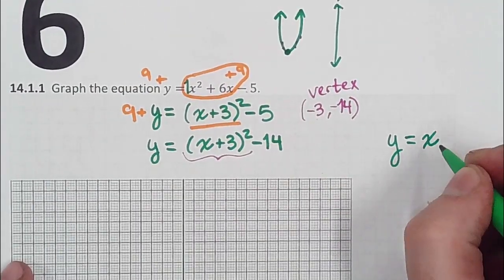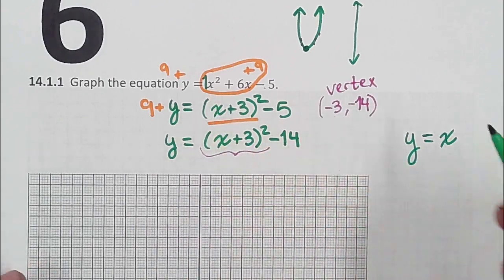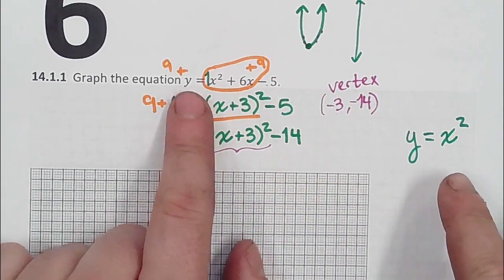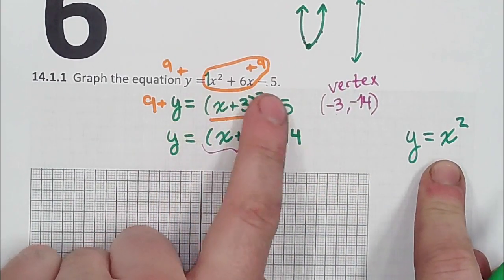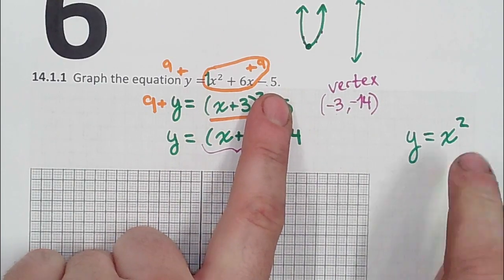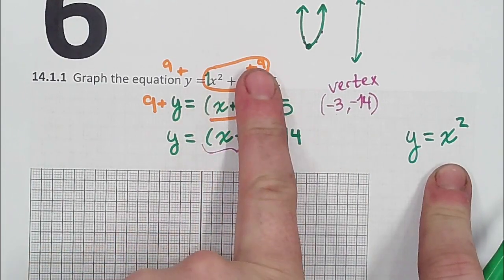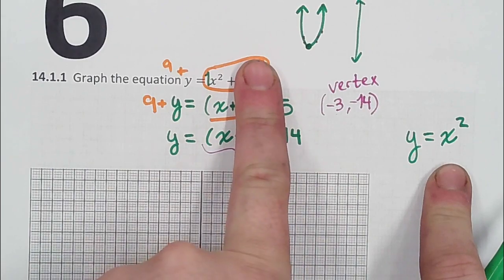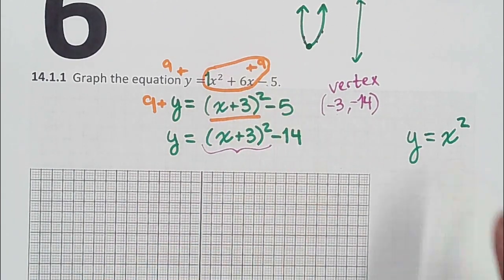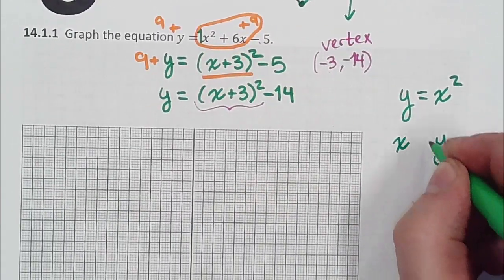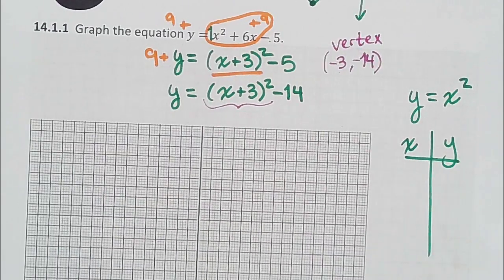How quickly it grows and in what direction is really determined by this guy. So this will grow the same way as this, right? The 6 and the negative 5 just move that around. They're going to grow the same, right? They're identical if I remove the 6 and the negative 5. So how does this one grow? We call this the parent function because it's really easy to figure out how it grows.